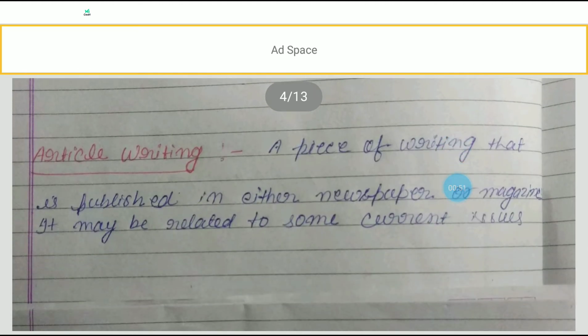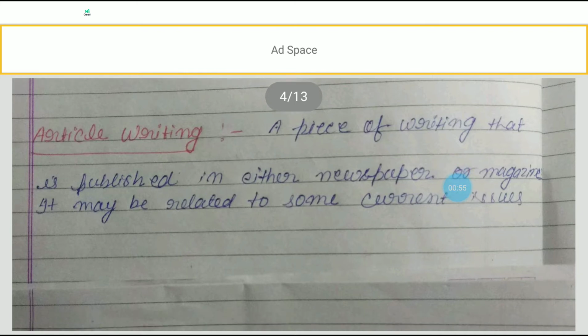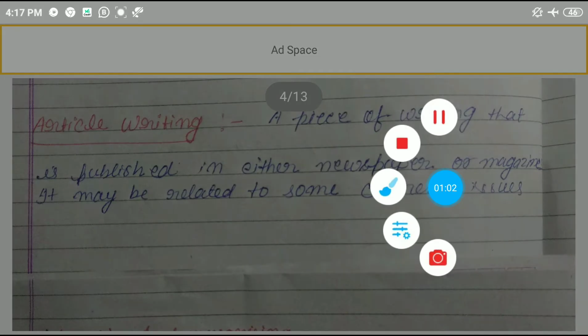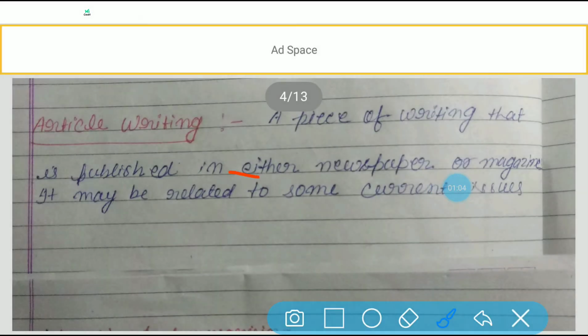Now we will talk about the next topic, that is article writing. What is article writing? It is a piece of writing that is published in either a newspaper or a magazine, and it may be related to some current issues. So these are the different kinds of writing. Article writing is one of them.